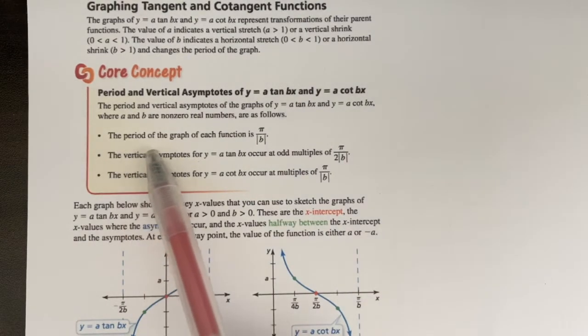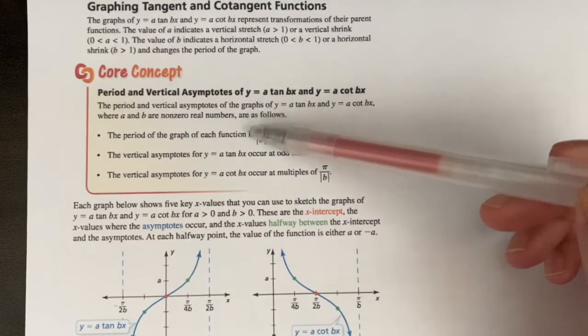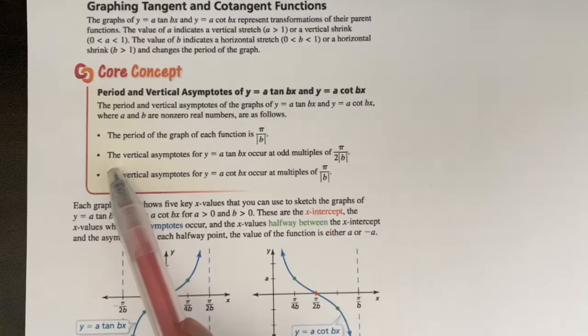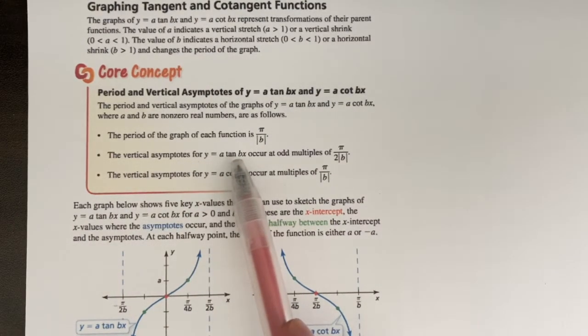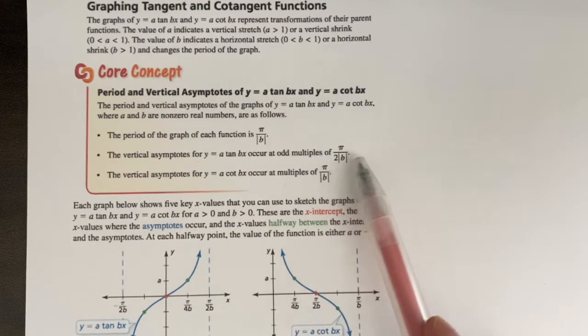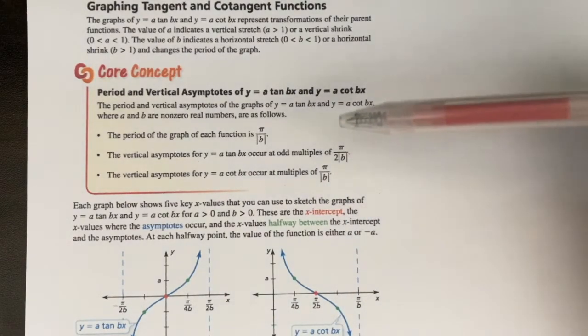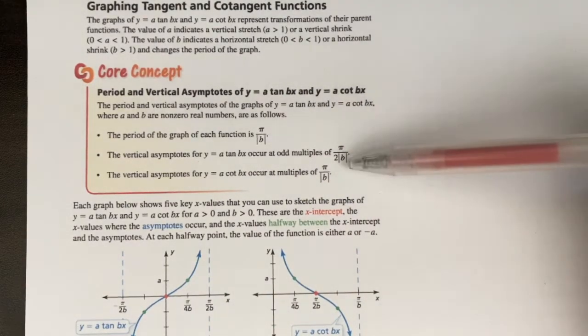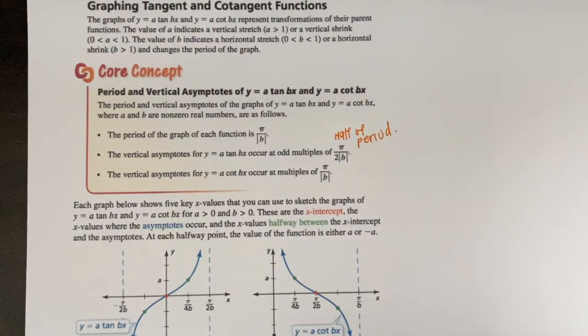In order to find the period of your graph, you will want to take pi divided by b. When you have a tangent graph, your vertical asymptotes are going to occur at multiples of half of your period. So for instance, for our parent function, tangent of x, the period is pi. If we take half of pi, we get pi over 2. So the vertical asymptotes will occur at multiples of half of pi.